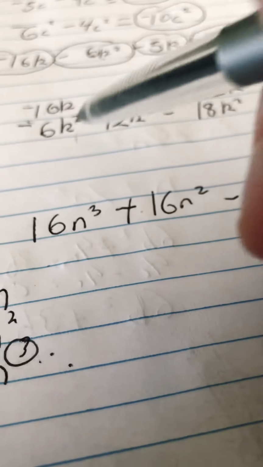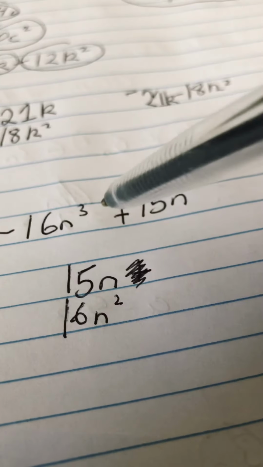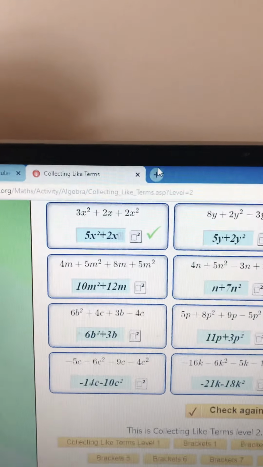Next, n squared. N squared, just like n, only has one number: 16n squared. But now we come to n cubed. N cubed has 2 numbers, 16n cubed and negative 16n cubed. But let's do the most complex maths you will ever hear. 16 minus 16. I'm sorry, I cannot do that. I need a calculator. Hold on. I seriously cannot do this.